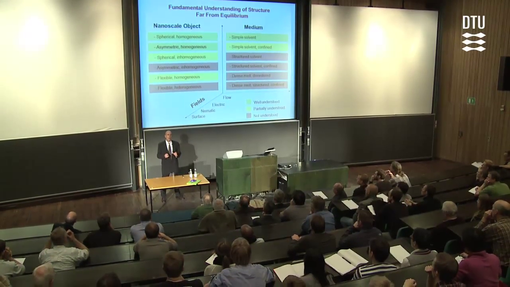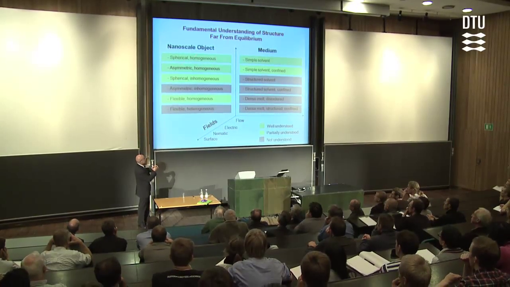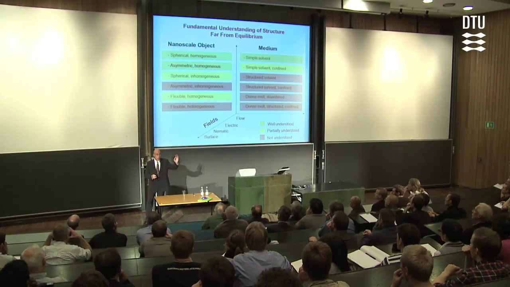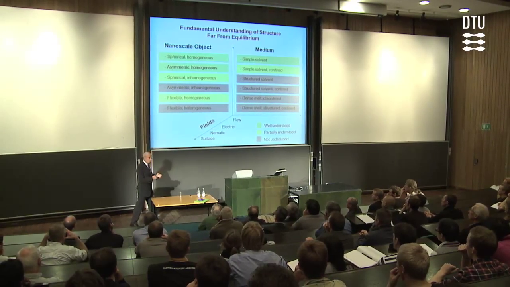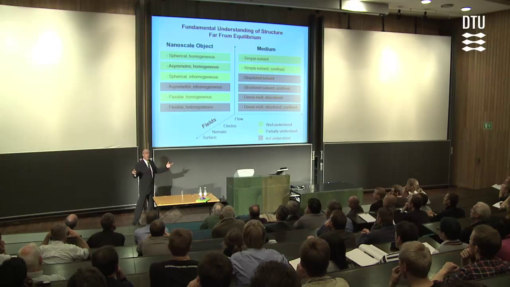So to try to rationalize the work that we do in the group, we tend to divide the problem using the table that you see over here. On the one hand, you have the nanoscale object that you're trying to assemble. In the simplest of cases, you can have spherical nanoparticles that you're trying to move in a system. In more complex cases, you can have flexible heterogeneous molecules like DNA, for example.